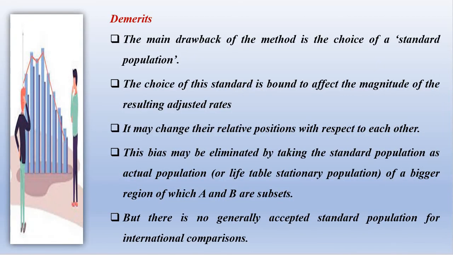Drawbacks. The main drawback of the method is the choice of a standard population. The choice of this standard is bound to affect the magnitude of the resulting adjusted rates. It may change their relative positions with respect to each other. This bias may be eliminated by taking the standard population as the actual population or life table stationary population of a bigger region of which A and B are subsets. But there is no generally accepted standard population for international comparison.